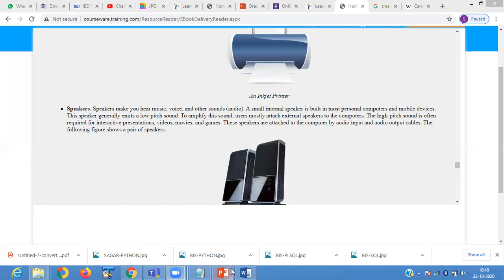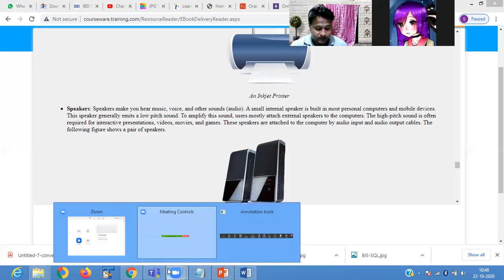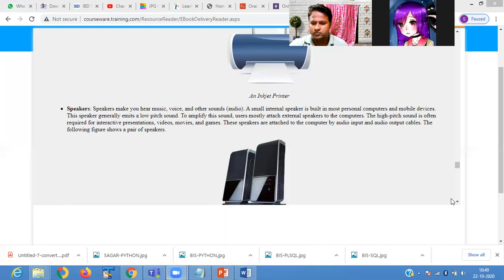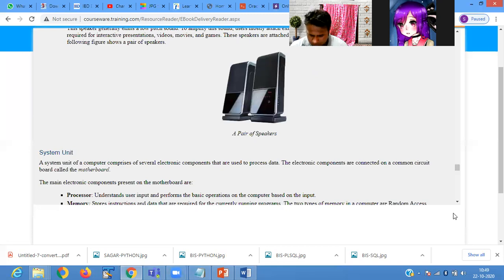So another output device we're using is called your speaker. When anybody is saying something, we get that information by using the speaker. So we are communicating with each other through the speaker. It is an output device which is used to produce sounds.